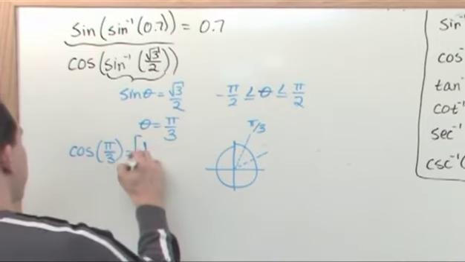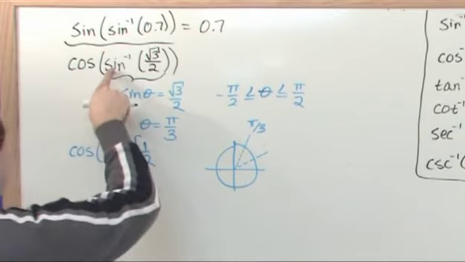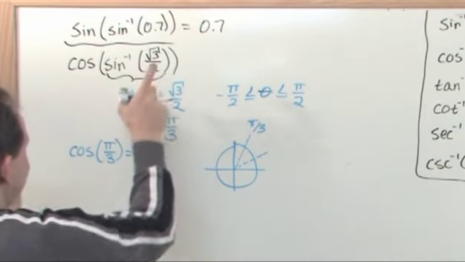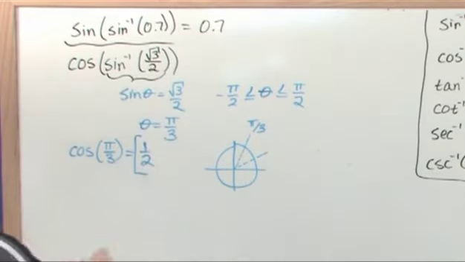So the answer to the problem is 1/2. If you were to take the inverse sine of square root of 3 over 2 and then take the cosine of the answer, you would get 1/2, because that's what you would get when you project it on the x-axis there.